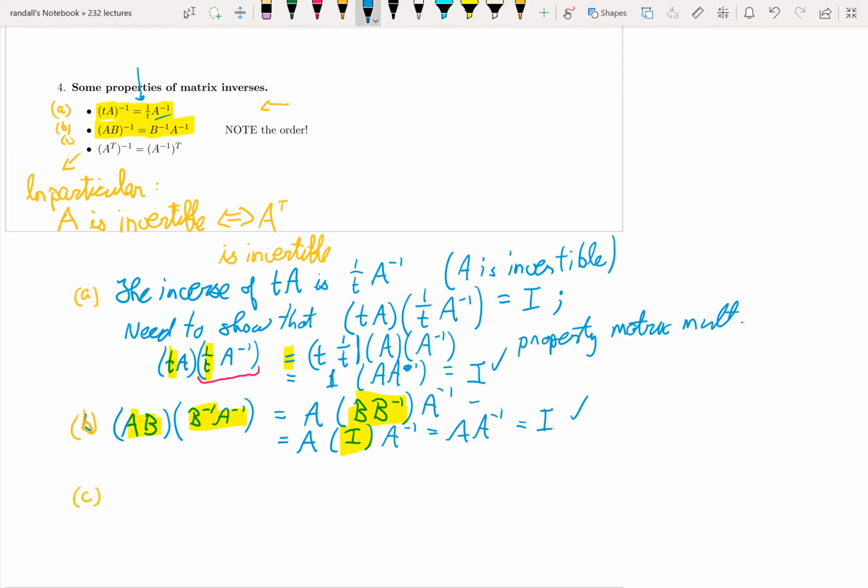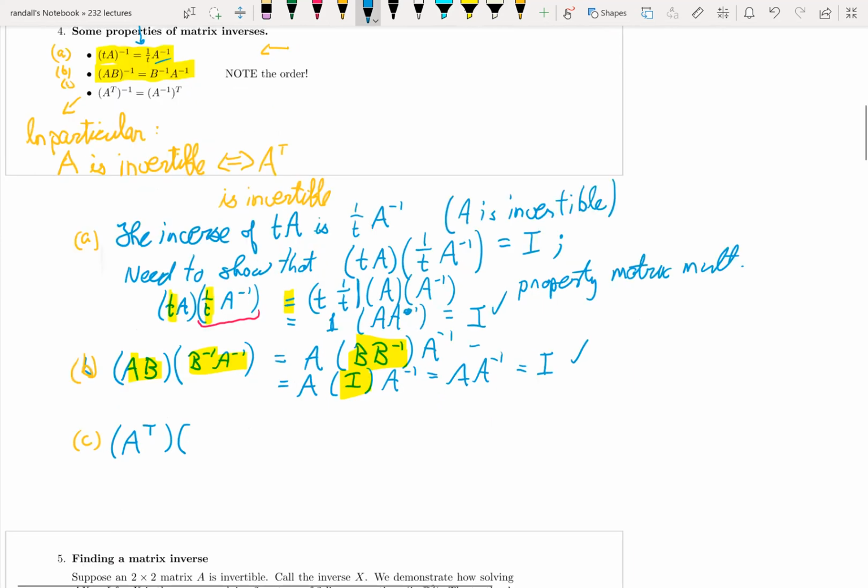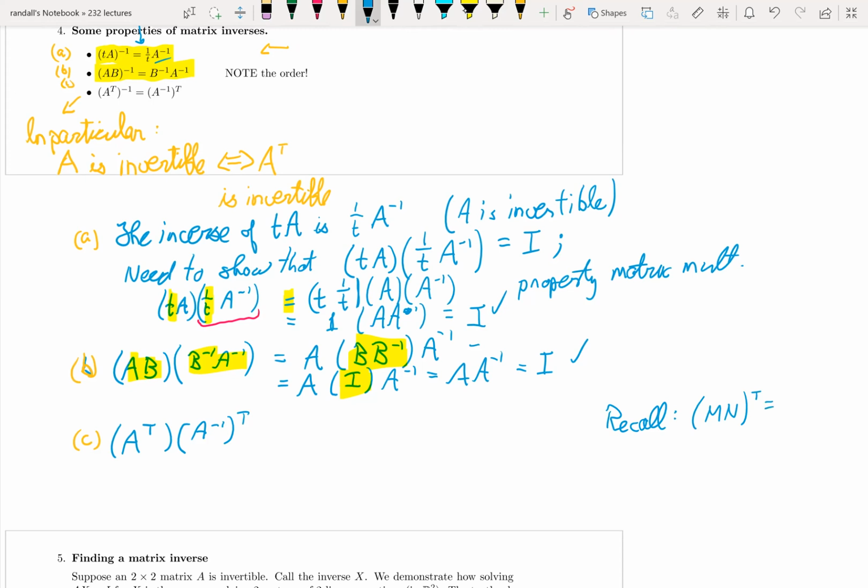Now let's go to the final one. C is saying that the inverse of this matrix, A transpose, is A minus 1 transpose. This one's a little bit more abstract, I guess. What I want to do now is recall something about transposes. There's a property about transposes and matrix multiplication. It's this one here. I'm writing it out on the right. The transpose of a product is the product of the transposes, in reverse order. You see that? So that's a recall.